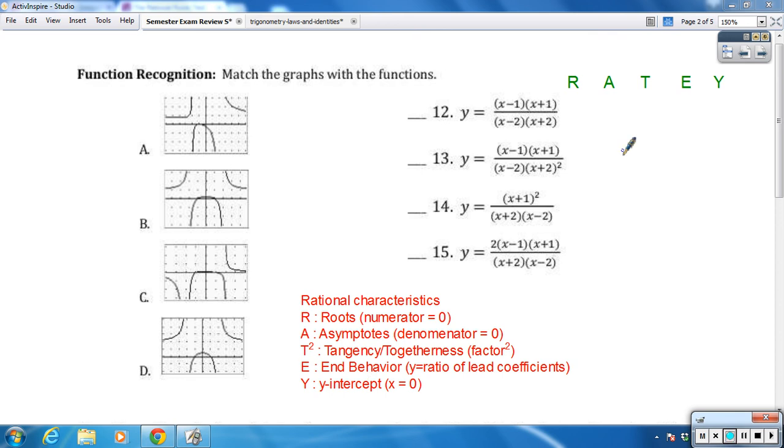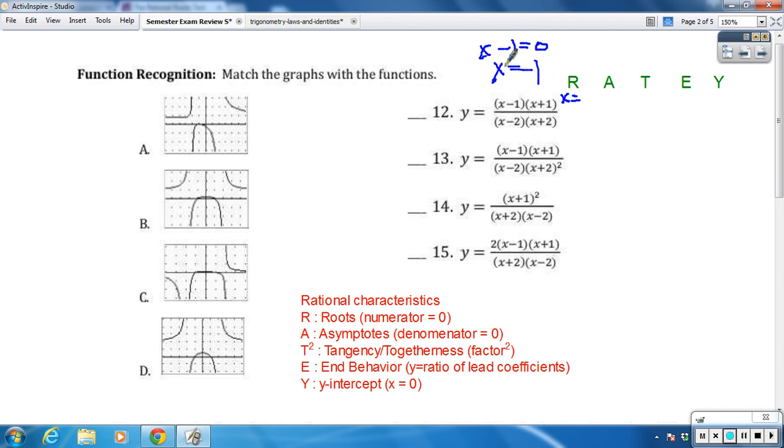All right, so let's go ahead and look at number 12. Notice all of these look very, very similar. We're using x minus 1, x plus 1, x minus 2, and x plus 2. It's just a matter of how many of each we have in each problem. So looking at number 12, our roots, remember, are when each factor in the numerator equals 0. Remember, when I say x minus 1 equals 0, when I solve for x, I get the opposite sign of how it appears in the factor.